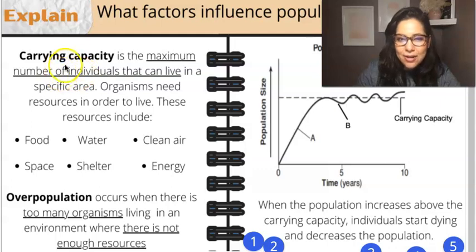So when we say carrying capacity, we refer to the maximum number of individuals that can live in a specific area. So organisms need resources in order to live. These resources include food, water, clean air, space, shelter, and energy. Now, overpopulation occurs when there's too many organisms living in an environment where there is not enough resources.